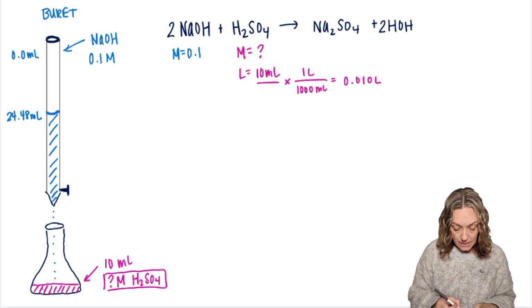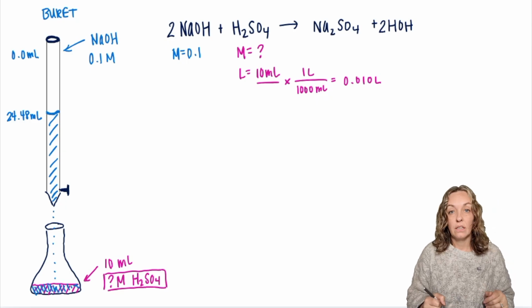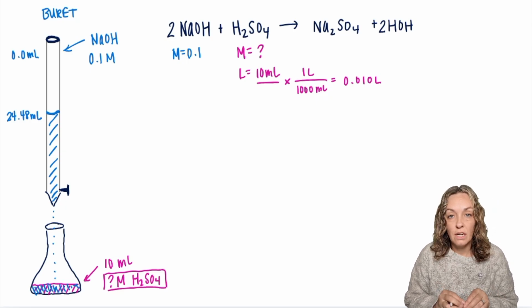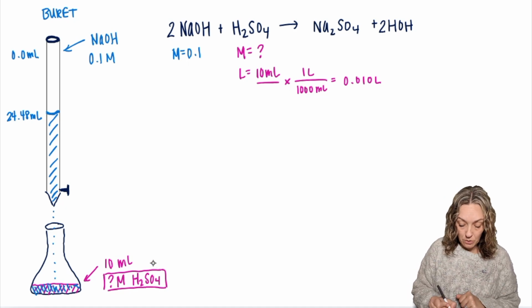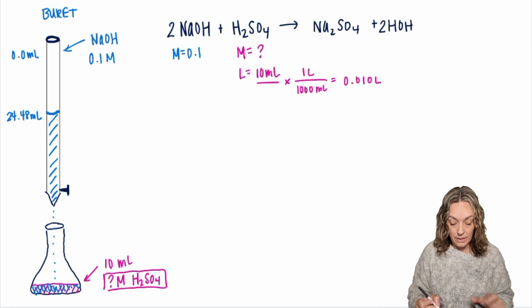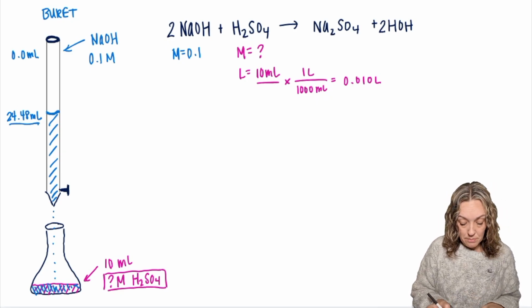So I continue to add my NaOH to the reaction container and swirl. I want to keep doing this until the solution down here changes color. When that solution changes color, that's when I know I hit the point where I've added exactly enough NaOH to fully react with my H2SO4. When I do that, I want to make sure that I get a measurement on the burette.